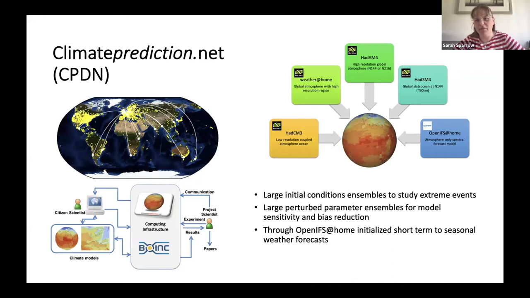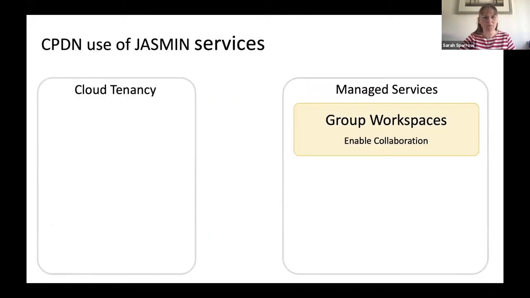We've got a wide variety of different models available now, and we tend to do very large initial conditions ensembles to study extreme events, or do experiments where we're perturbing different parameters in the models to look at model sensitivity and bias reduction. We've also recently brought on the OpenIFS model, which is from ECMWF, but I'll talk a little more about that later on.